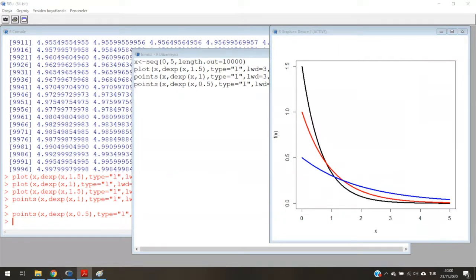So, all right, this is all I wanted to say about the exponential random variable. In the next video, we are going to study the R functions related to normal random variable.